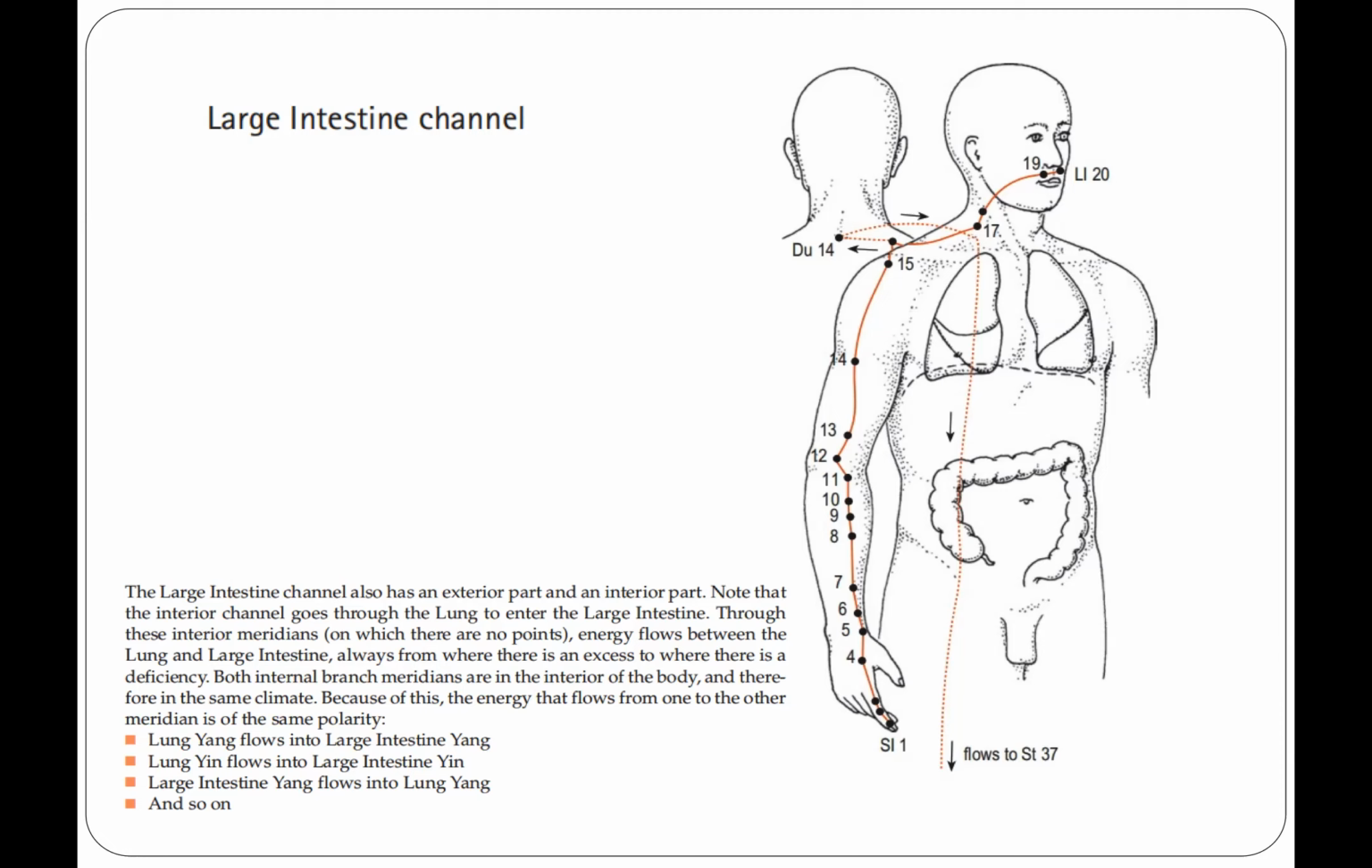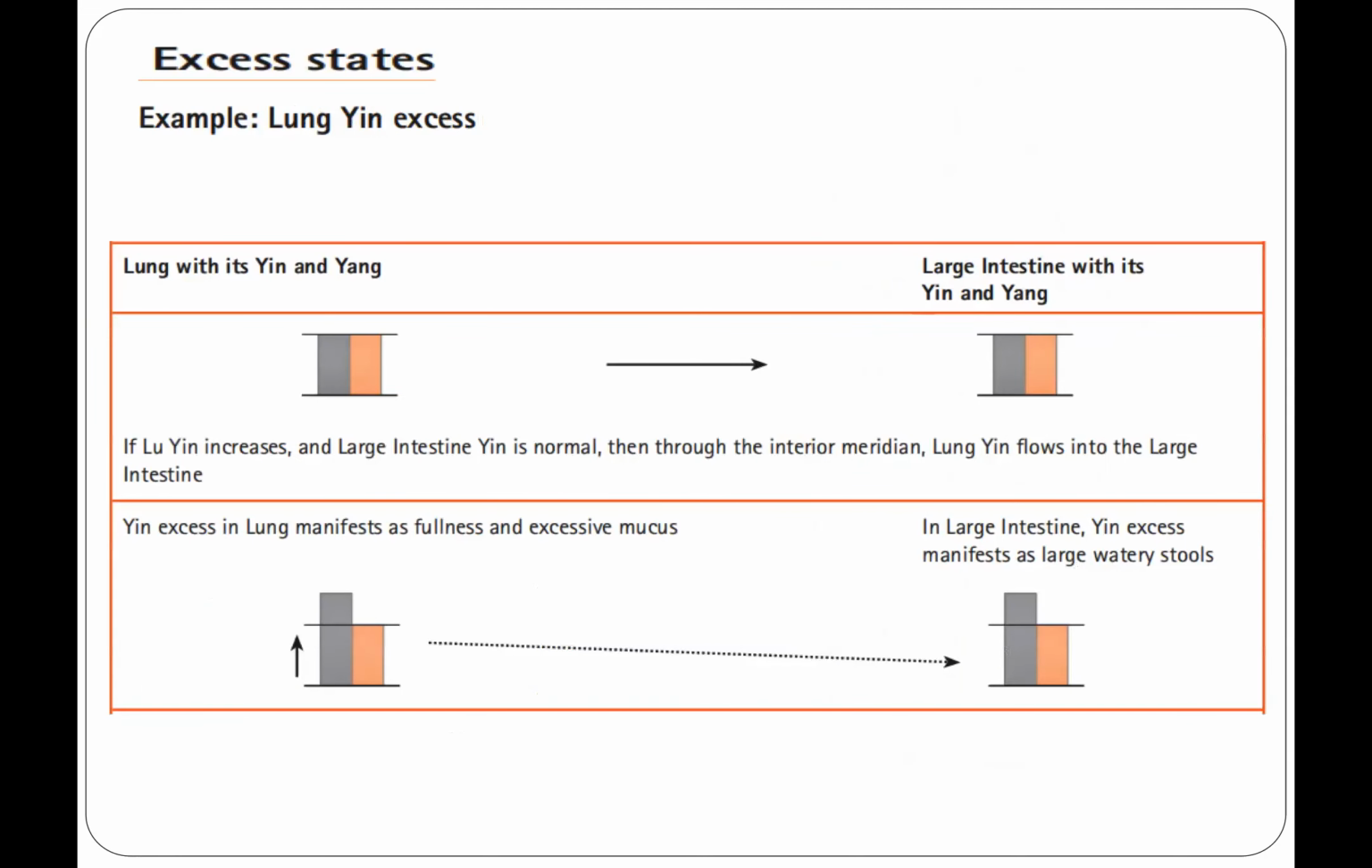So pag yung meridian po nasa interior ng katawan, therefore, in the same climate, the energy that flows from one meridian to the other is of the same polarity. So lung yang flows into large intestine yang. Lung yin flows into large intestine yin. Large intestine yang flows into lung yang, and so on. So, yun po yung interconnection niya.